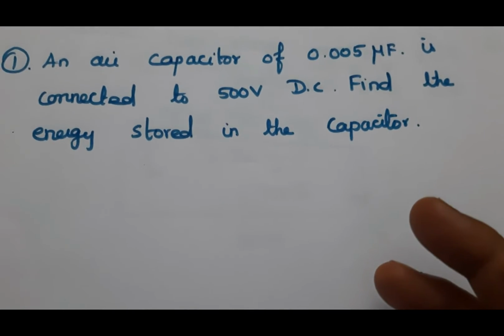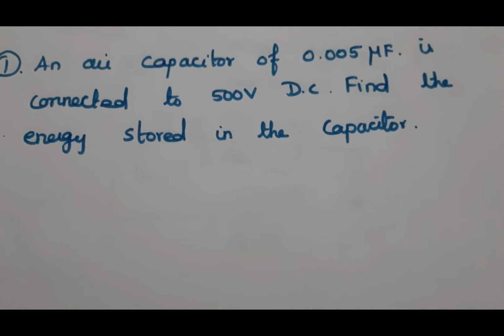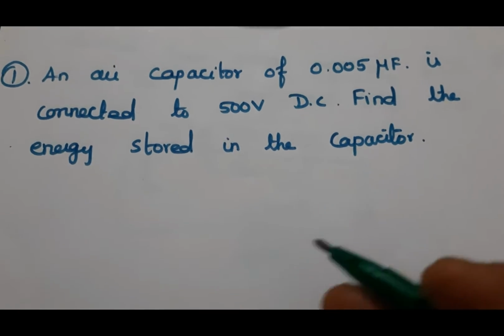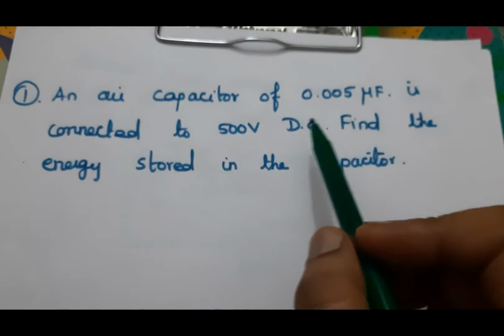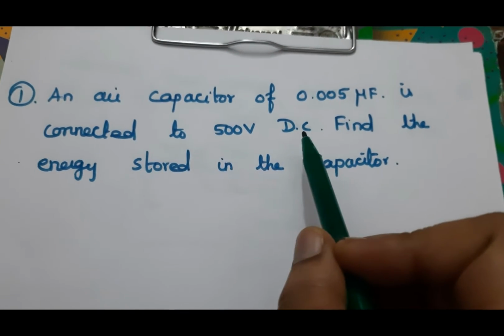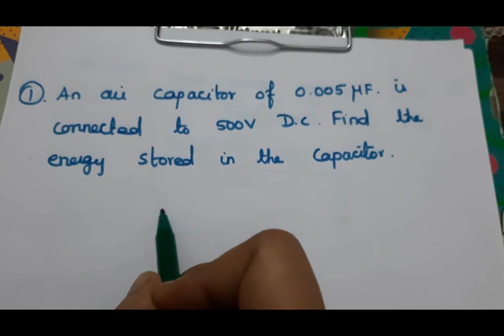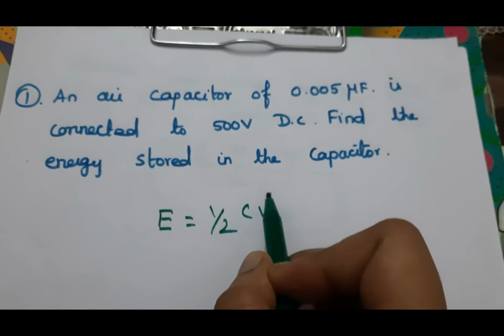So now we have studied the equation for finding total capacitance and also the energy stored in a capacitor. Now we solve a problem using those equations. An air capacitor of 0.005 microfarad is connected to 500 volt DC. Find the energy stored in the capacitor.